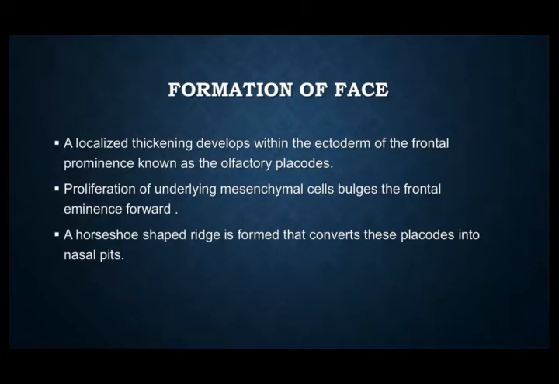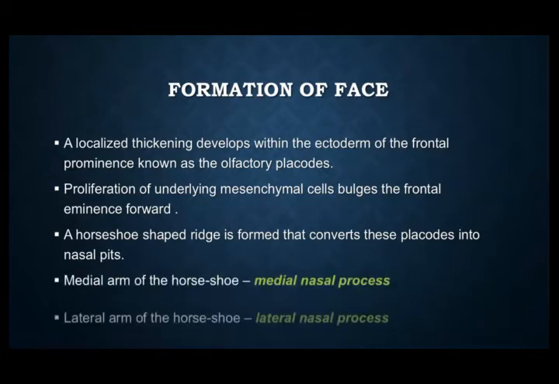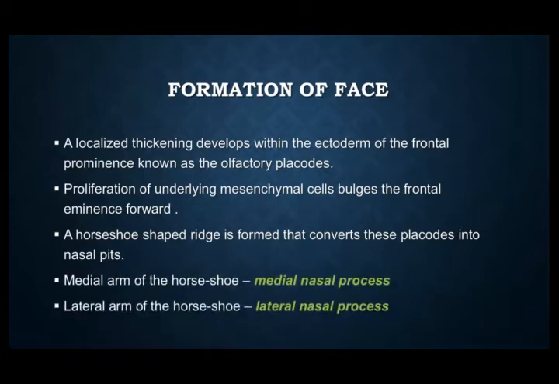And once the cells of the frontal eminence continue to proliferate, they will develop into a horseshoe shaped ridge-like structure, that is basically an extension of the olfactory placodes. This horseshoe shaped structure has two ends, a medial arm of the horseshoe and a lateral arm, that are known as the medial and lateral nasal processes.